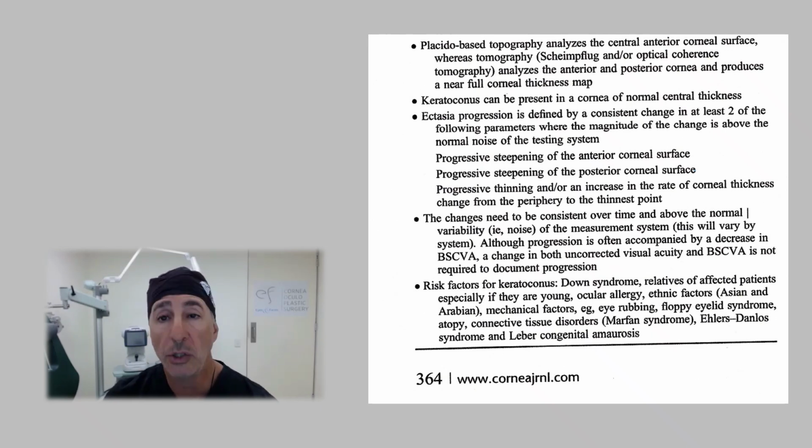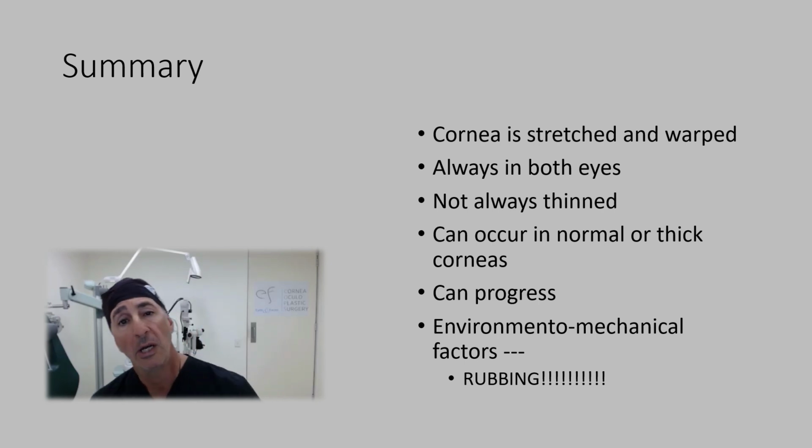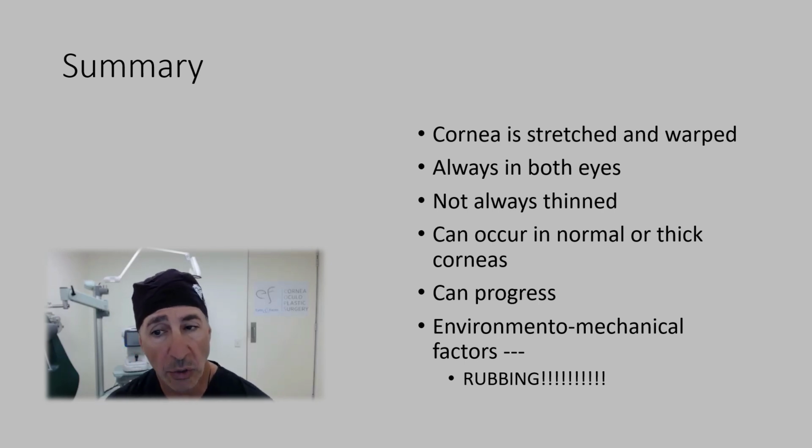So this is all in Corneal Journal in 2015. Just to summarize, the cornea is always stretched and warped in keratoconus. It's always present in both eyes. The cornea is not always thinned. You can have keratoconus in normal or thick corneas. Keratoconus can progress, and your environmental mechanical factors are key. Rubbing. And that's keratoconus in a nutshell.